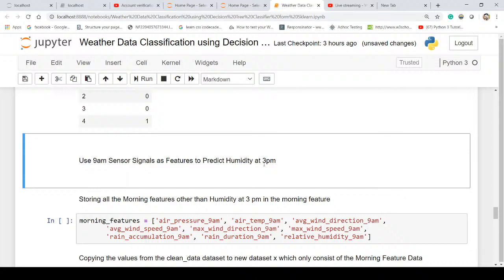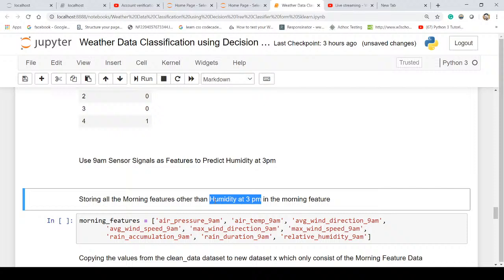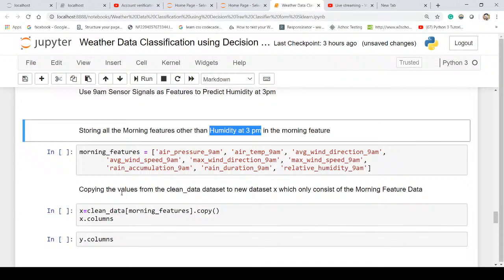So we store all the morning features other than humidity at 3 p.m. in the morning features, except this humidity, because this is the only feature we have which is after 3 p.m., and the rest of the features are morning features. We can specify all the morning features, which are air pressure, air temperature, average wind direction, and all such things. Copying the values from the clean data set to the new data set X, which consists only of the morning feature data.